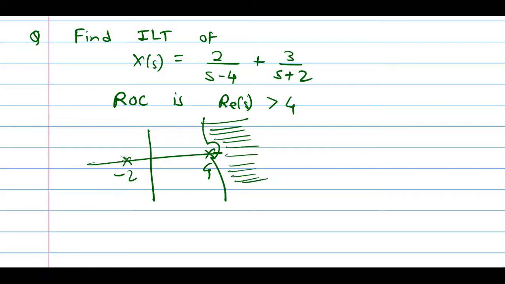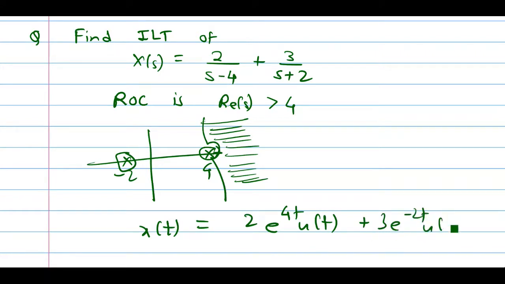As you can see, if I am standing at this pole, ROC is going towards right hand side. If I am standing at this pole, ROC is going towards right hand side. So in the inverse, u of t will come. So its inverse Laplace transform is 2 e raised to 4t u of t plus 3 e raised to minus 2t u of t. While taking inverse, u of t will come.